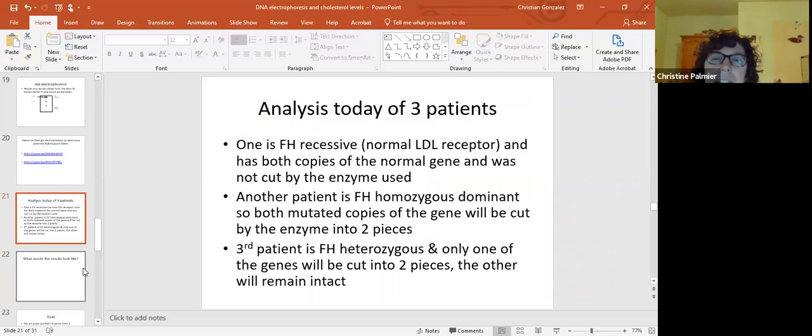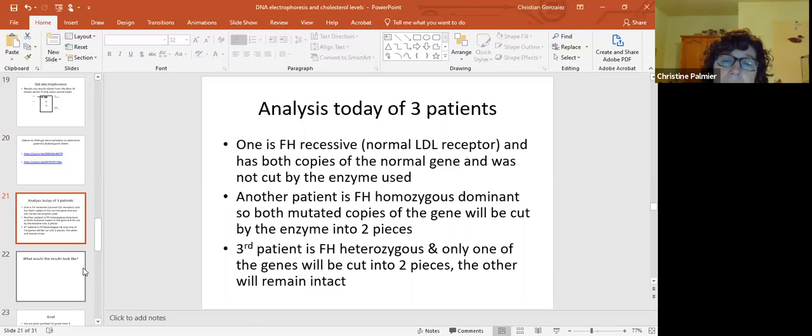So today we're going to analyze DNA from 3 patients in theory. One is FH recessive. They have the normal LDL receptor, has both copies of the normal gene, and it cannot be cut by the enzyme used, so it stays intact as one big piece. Another patient is FH homozygous dominant, so both copies are mutated, and both copies can be cut by the enzyme into 2 pieces. Okay, the sum of those 2 pieces should be similar size to the previous band for the FH recessive individual.